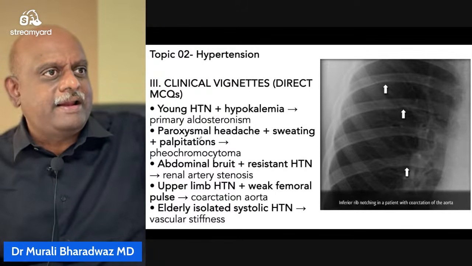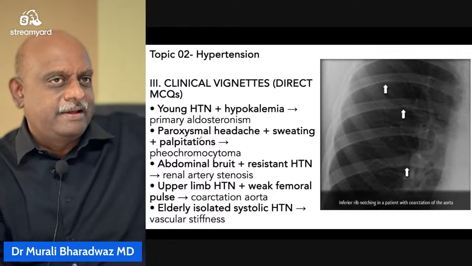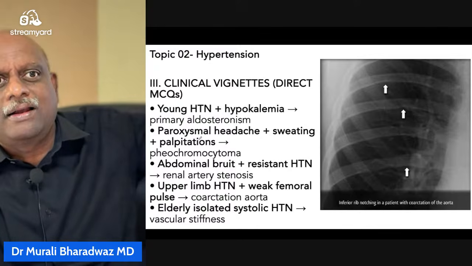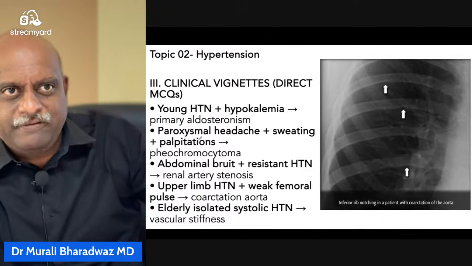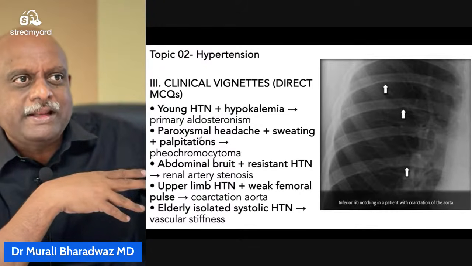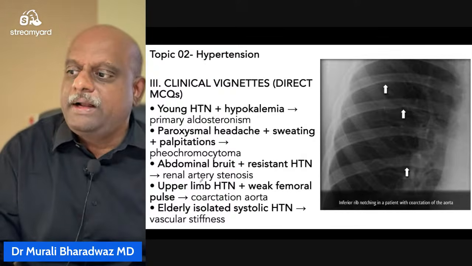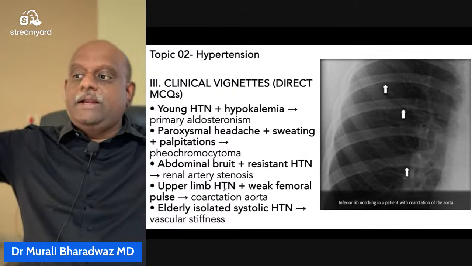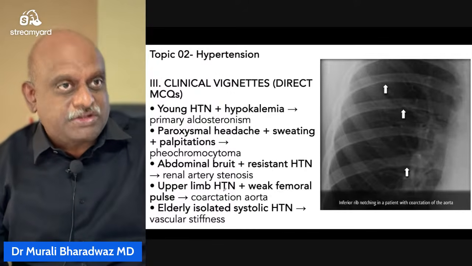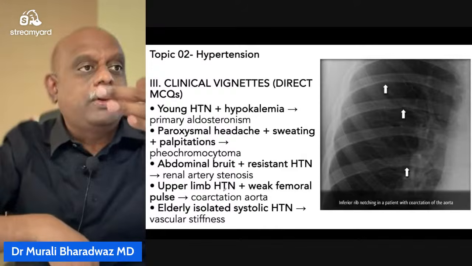Once more, what is the funda in renal artery stenosis? Any renal artery stenosis will decrease the renal afferent arteriolar pressure, decrease the GFR, stimulate renin-angiotensin. That leads to hypertension. Are we clear on this? Okay. Then similarly, somebody has an upper limb hypertension but a weak femoral pulse. That is because of the constriction of the aorta, coarctation of aorta, so that the blood flow to the lower limbs is diminished.